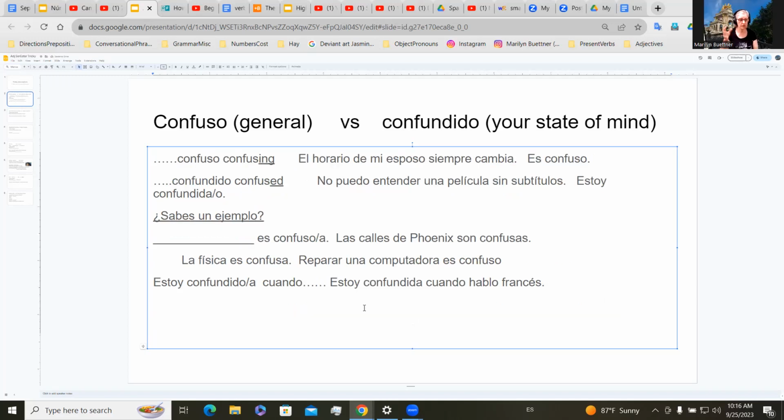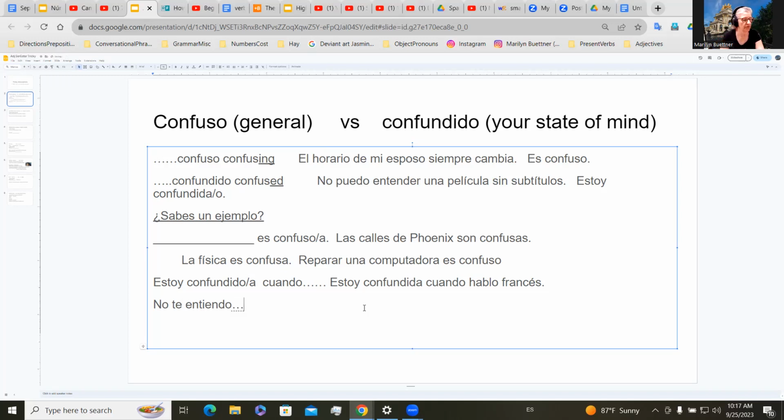Hay otro ejemplo con confundido. Does this make a little more sense now? ¿Sí? Yes. Ok. Vale. Una persona puede, puedes decir, no entiendo. O mejor, aún mejor, even better. No te entiendo. I don't understand you. Sí, no te entiendo.